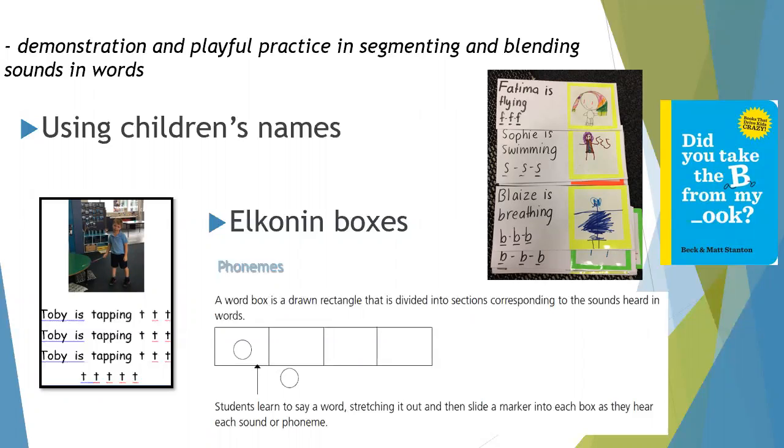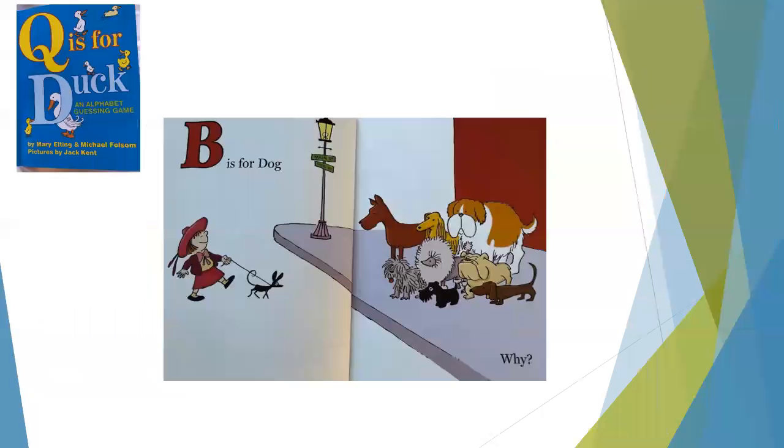But understanding what a phoneme is can be helped by some manipulatives, and one of the ones that we often use is what's known as Elkonin boxes or sound boxes. We're going to have a practice at sliding some counters in. We'll just have a look at another great book first. You may not know this one.